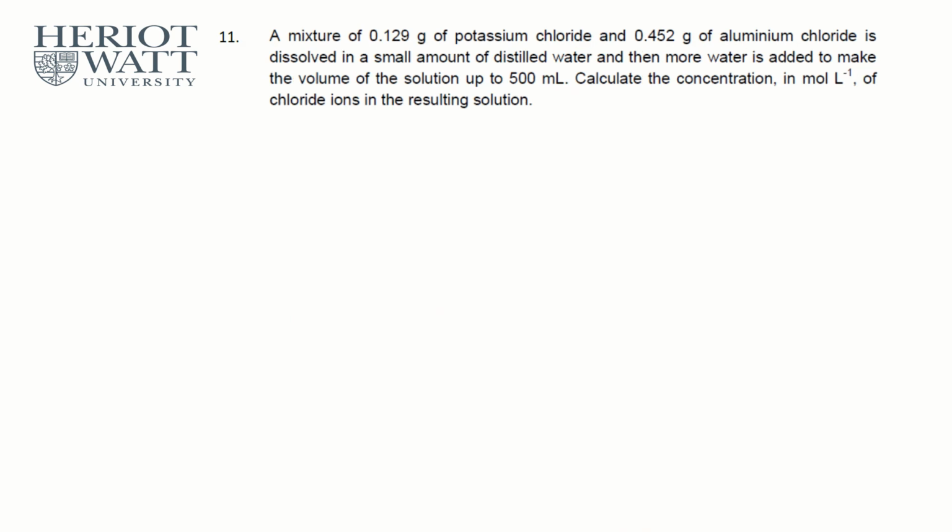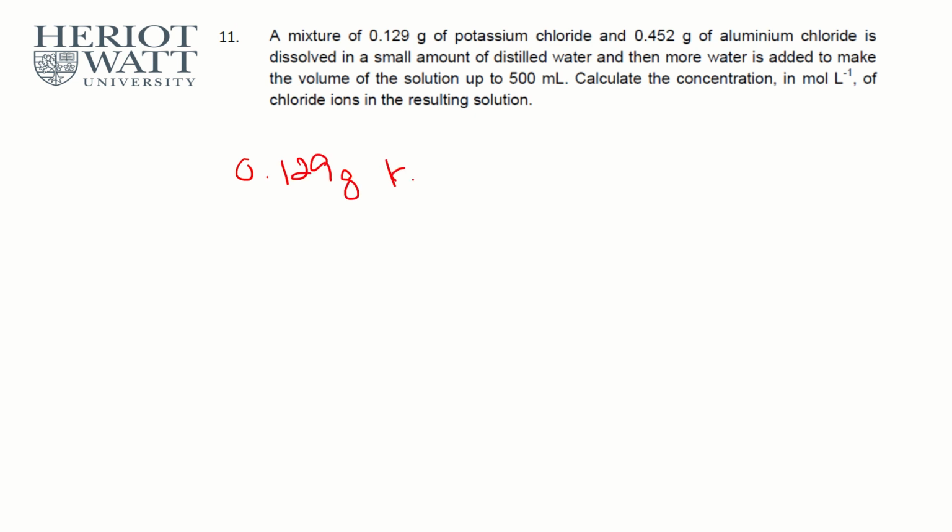11. Okay, now a mixture of 0.129 grams of potassium chloride and 0.452 grams of aluminum chloride is dissolved in water, and more water was added to make up the total volume equal to 500 ml. Okay, so total volume is 500 ml. Calculate the concentration in mole per liter of chloride ions. So they just want chloride ions as usual, guys.